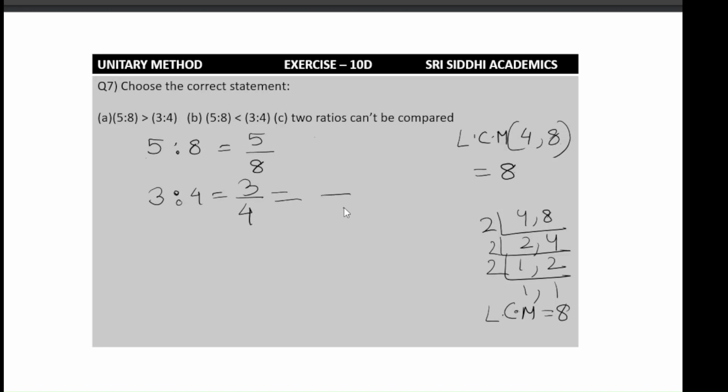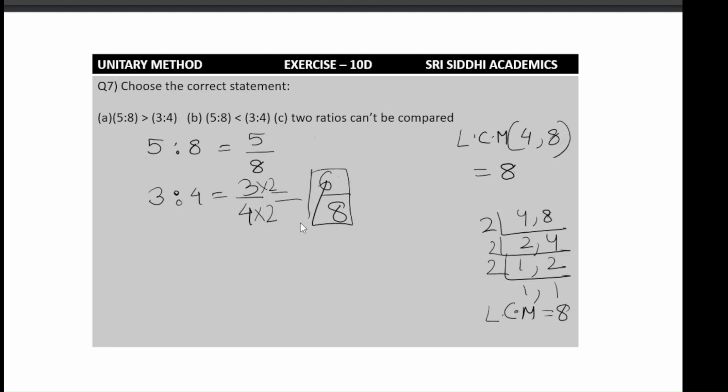Now here I have to make similarly the denominator 8. So what will I multiply? 2 here in the denominator and also 2 in the numerator. It will become 3 2s are 6 and 4 2s are 8. 6 by 8. Now which is bigger, 5 by 8 or 6 by 8? Definitely 6 by 8 is the bigger one.